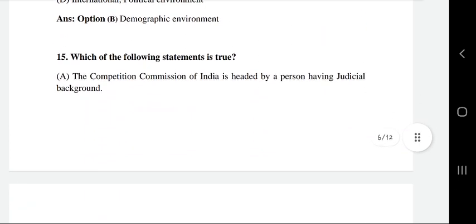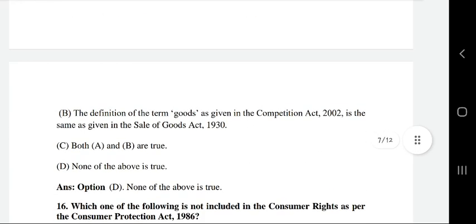Next, 15th question. Which of the following statements is true? A, the Competition Commission of India is headed by a person having judicial background. Option B, the definition of the term goods given in the Competition Act 2002 is the same as given in the Sale of Goods Act 1930. C, both A and B are true. And option D, none of the above is true. Option D is the correct answer. None of the above is true.